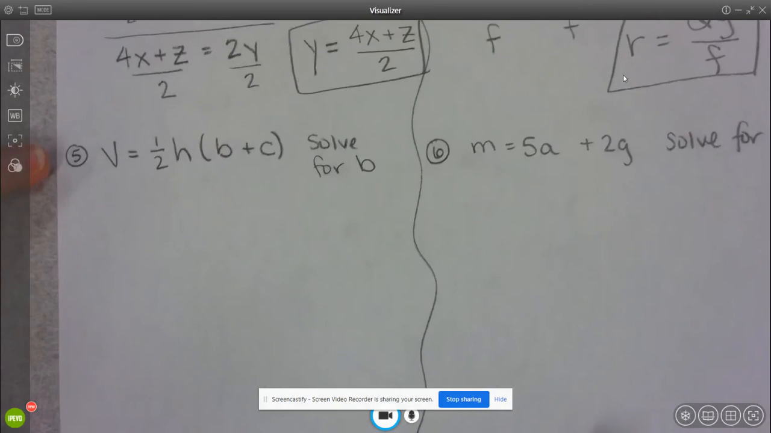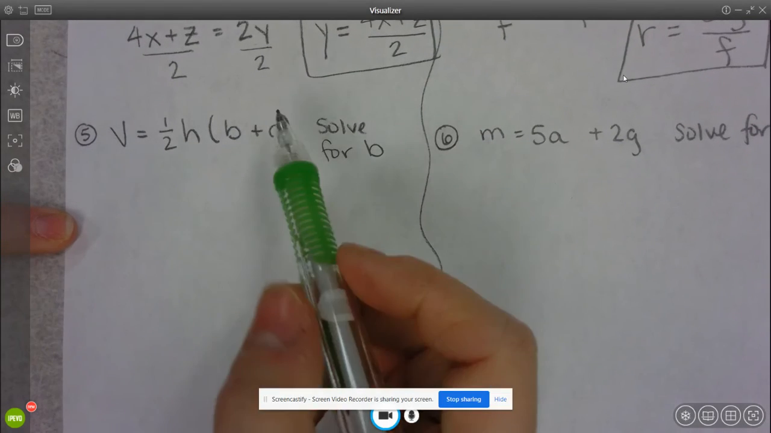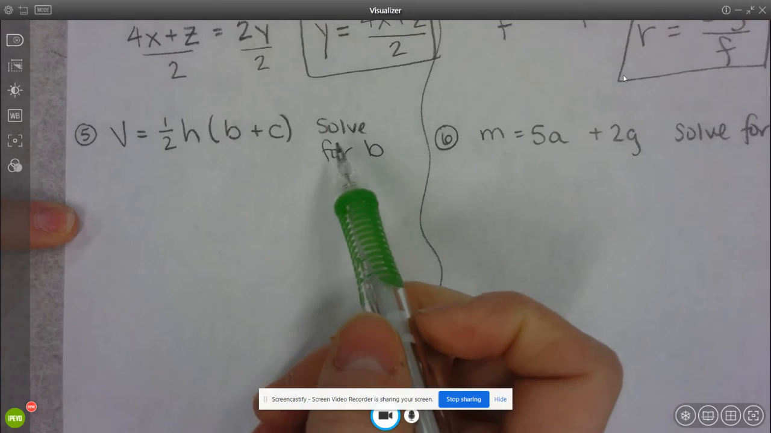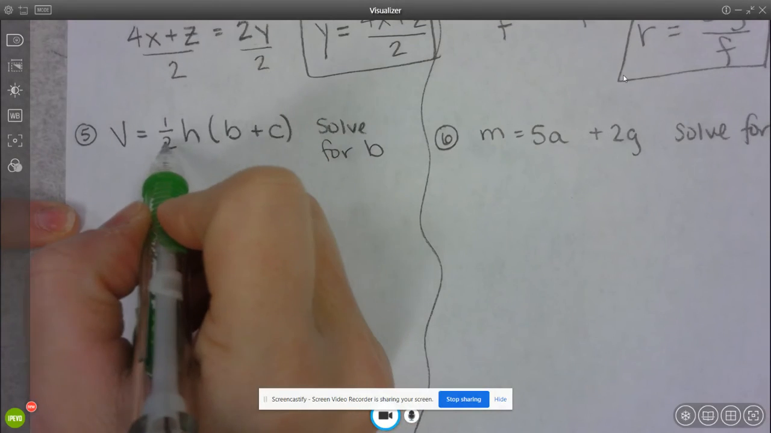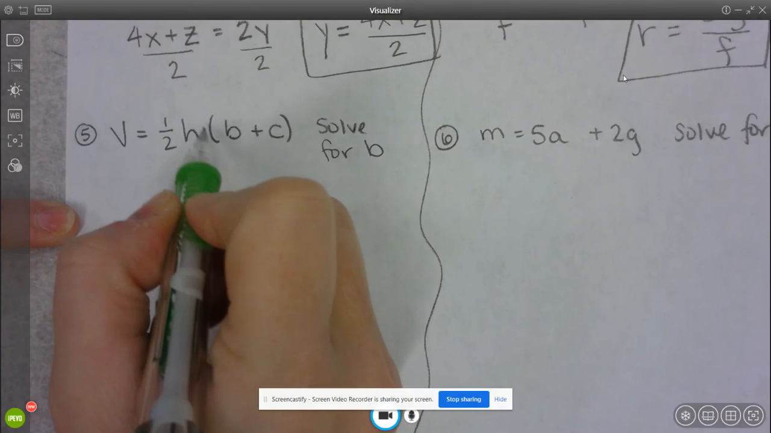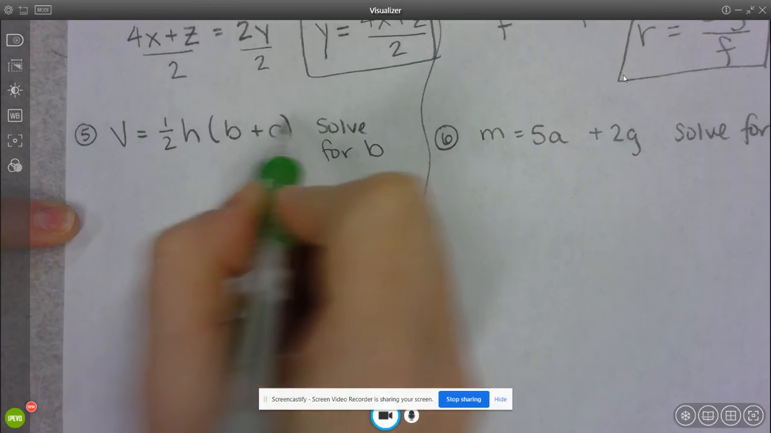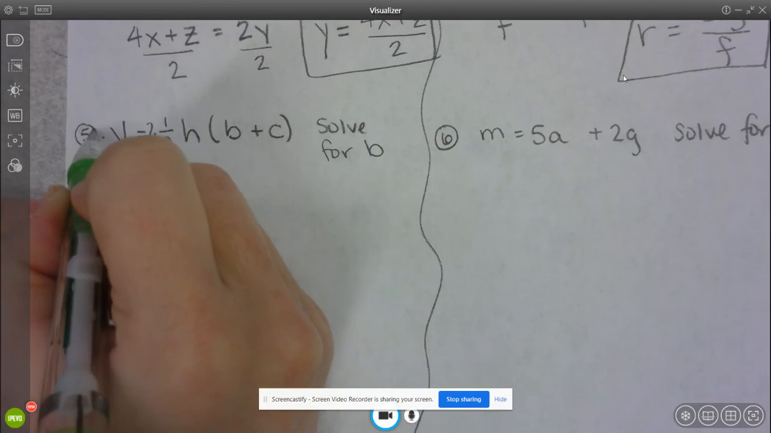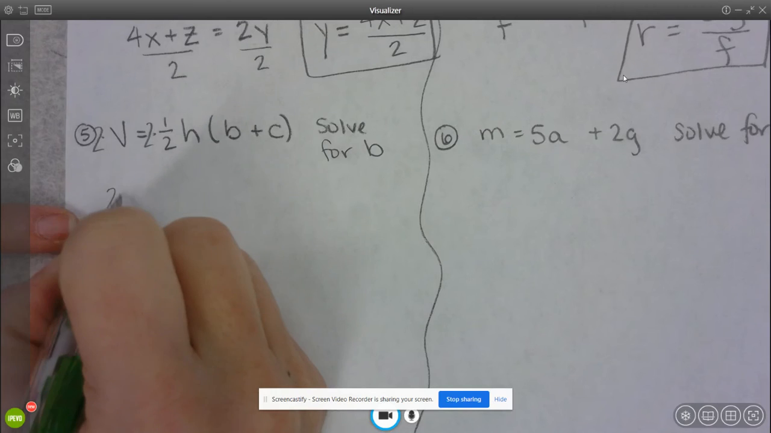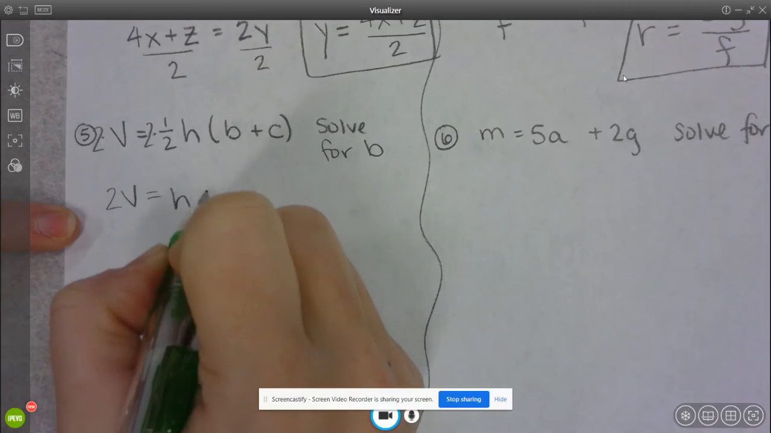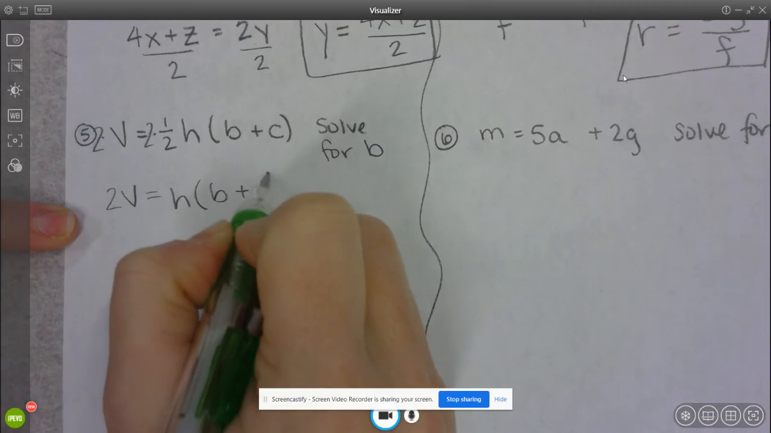And I have two more. So here my goal is to solve for b. So I'm going to undo these two things out here one at a time. So the first thing I'm going to do is multiply by 2. So I'll have 2v being equal to h times b plus c.